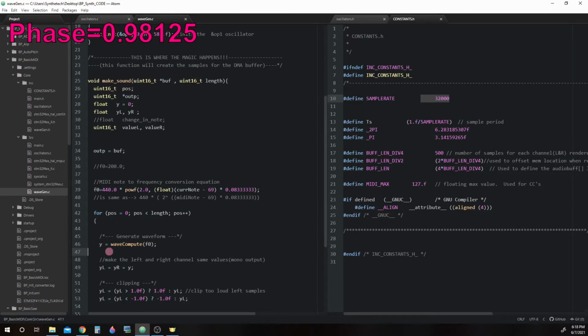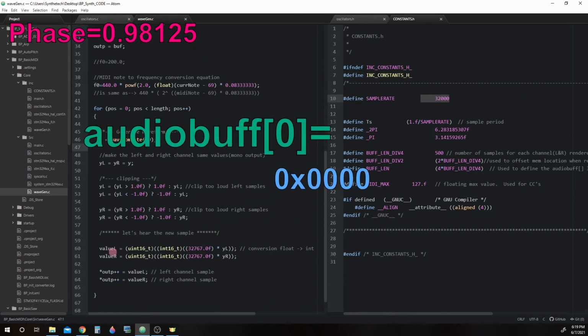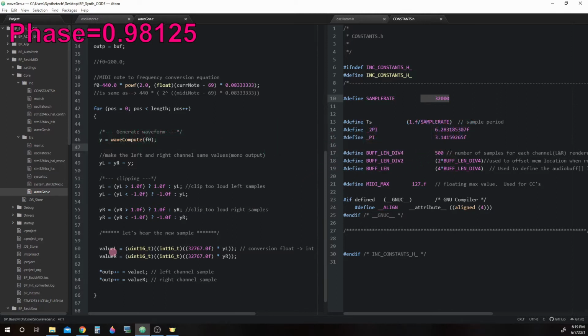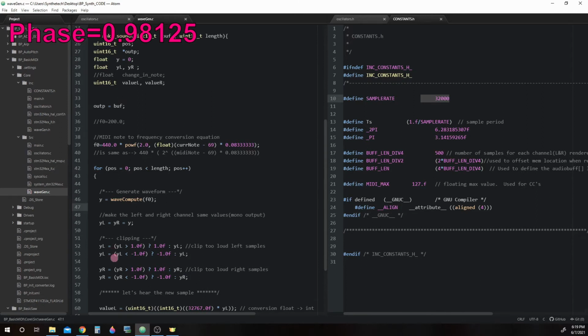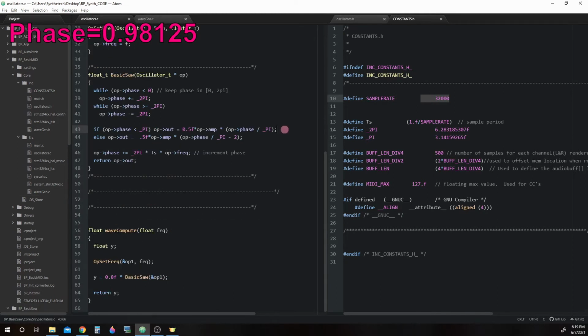Eventually, the sample will be converted to a 16-bit value, which will be stored in the audio buffer. This process happens between every sample we render. If we are still inside make sound's for loop, we'd run basic saw again. When we return to basic saw, phase is still 0.98125, which is less than pi. So we're going to use this formula again.